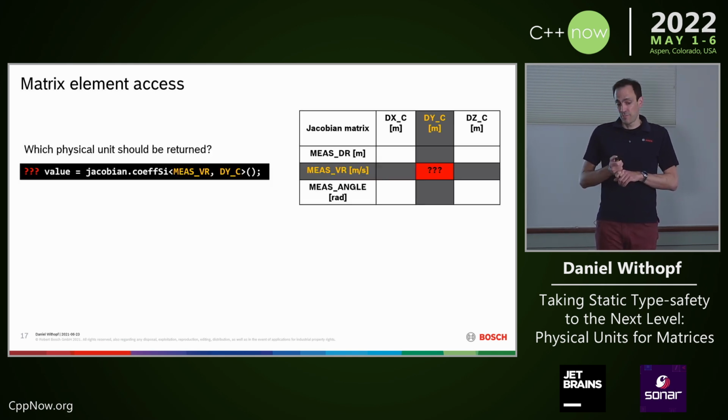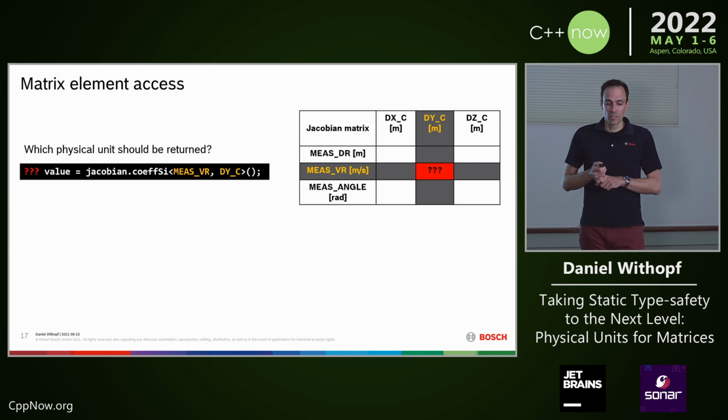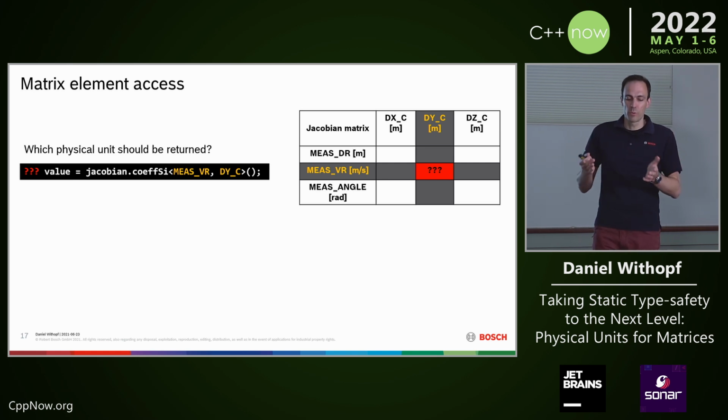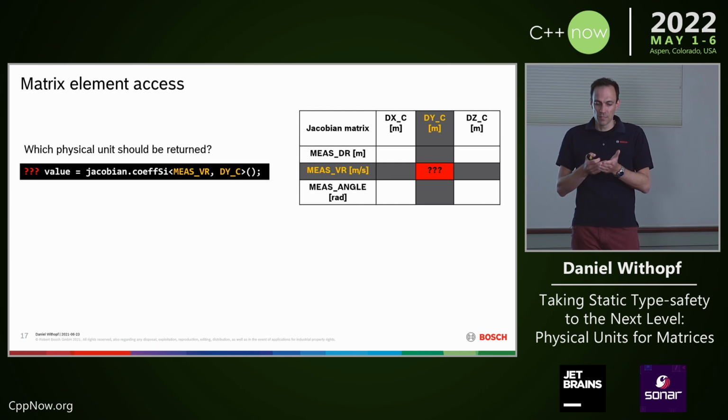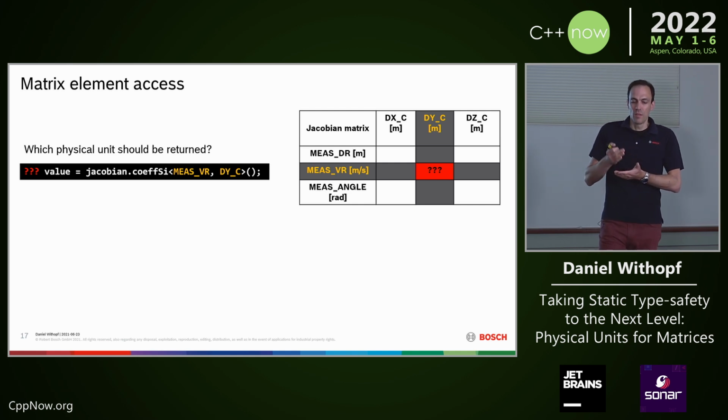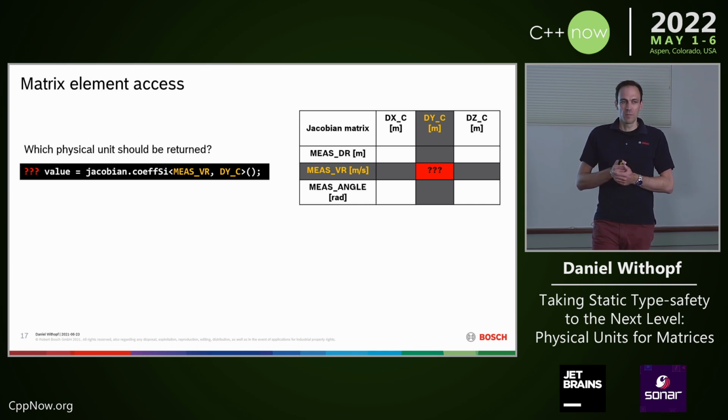And now the question for you is, what physical unit should be returned when we access this element here? So we're accessing the element where the row describes the radial velocity with a unit of meters per second, and the column describes the y position with unit meters. And we're in a Jacobian matrix. Does anybody have an idea?